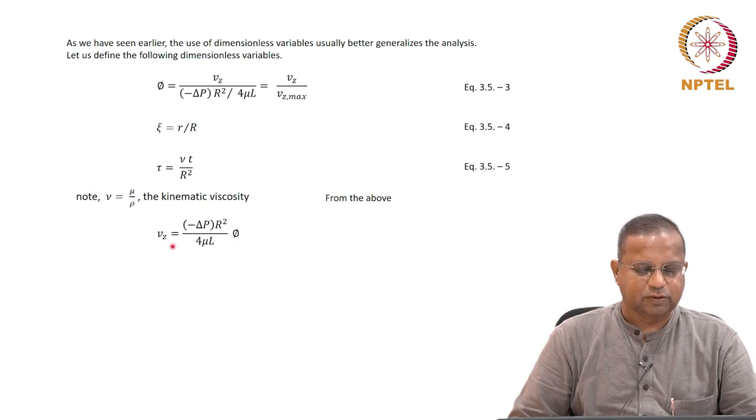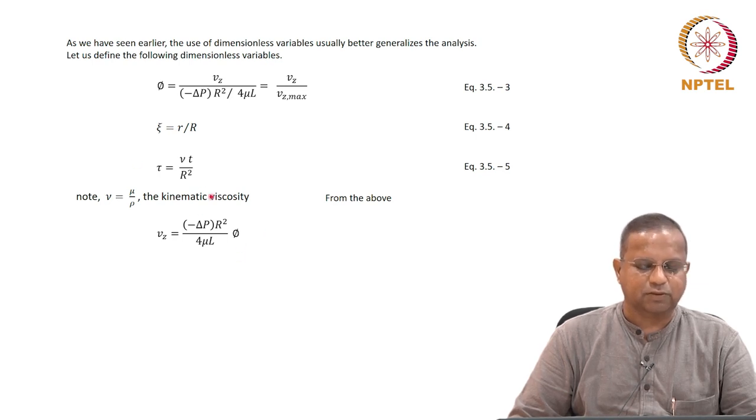From the above, Vz is nothing but minus delta P R squared by 4 mu L times phi. I am just recasting this here because I need to replace all the Vz's and r's and t's in the original equation with non-dimensional numbers.